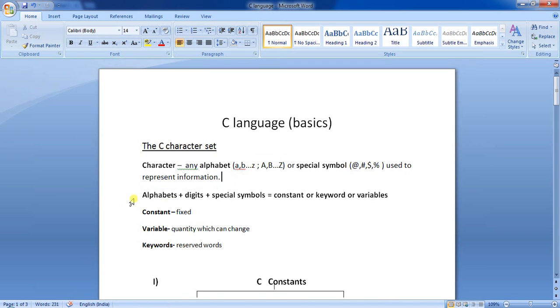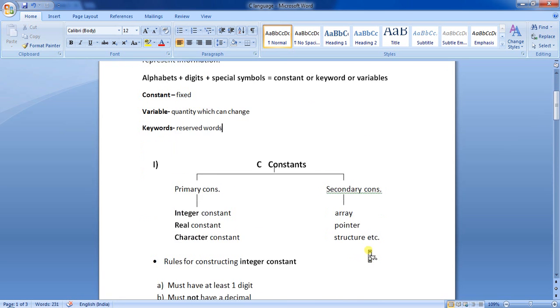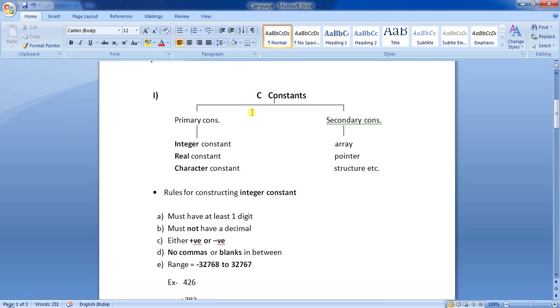Alphabets, digits and special symbols together can form constants, keywords or variables. A constant is a fixed quantity, a variable is a quantity which can change, and keywords are the reserved words. So first of all, we'll learn about C constants.